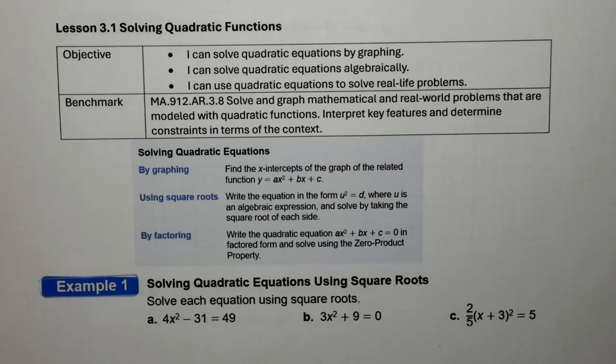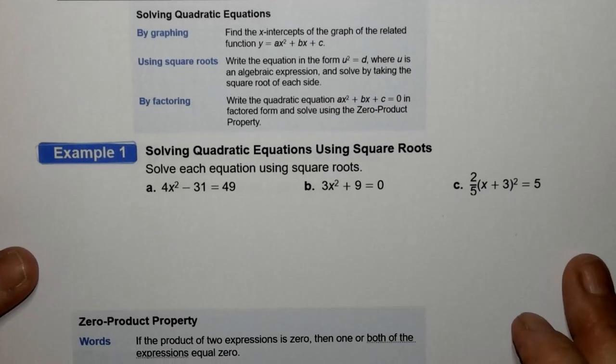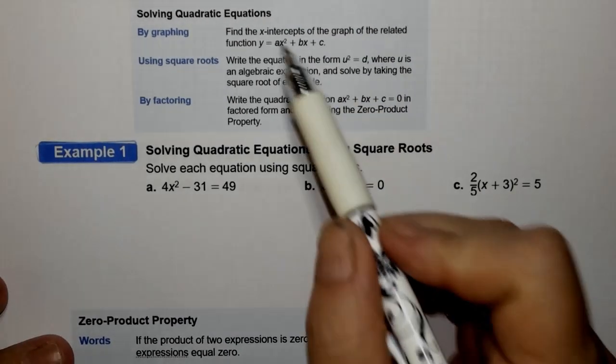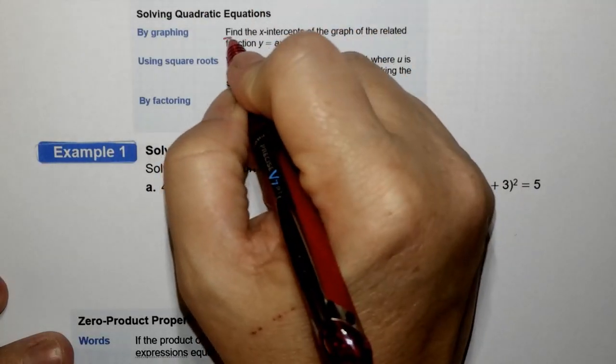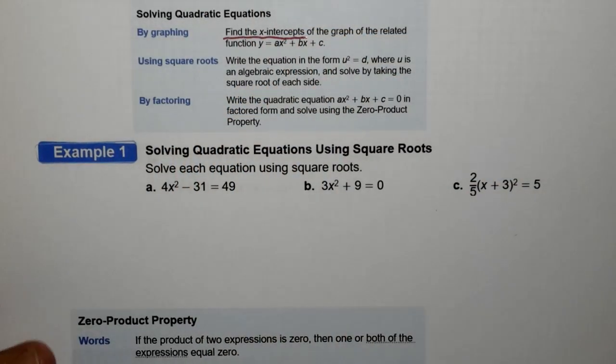So in this lesson, we're going to solve quadratic functions by graphing, algebraically, which just means solving, and then using a real life problem. So here are our three types. By graphing, what we're looking for are the x-intercepts. That is your answer. You're just looking for the x-intercepts.